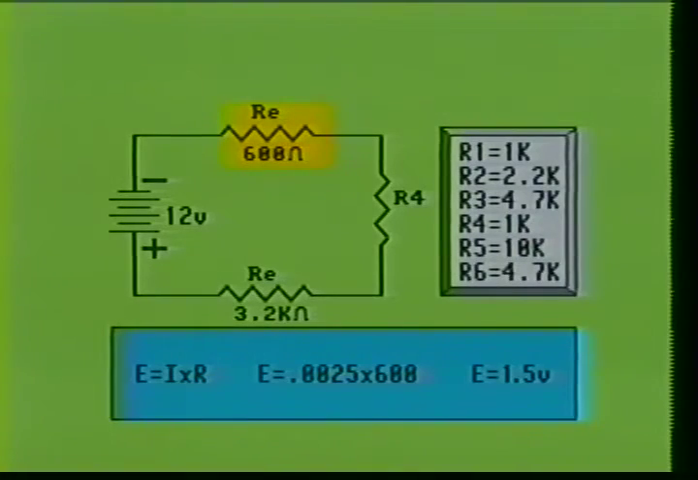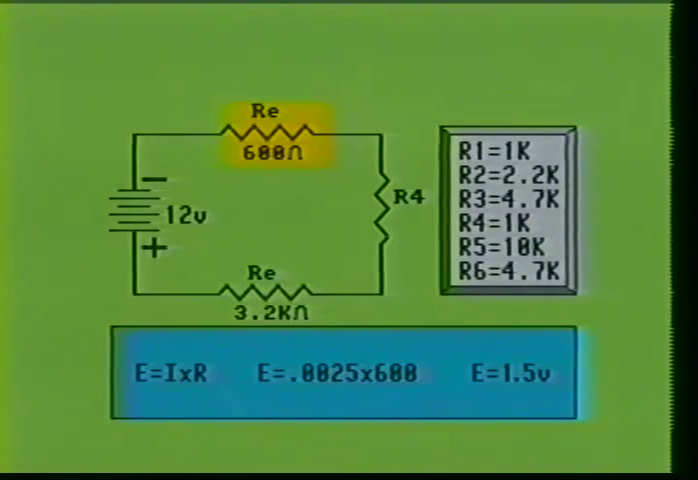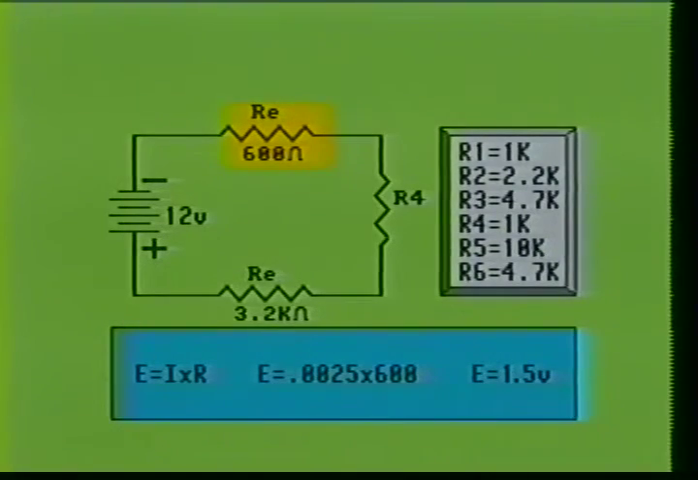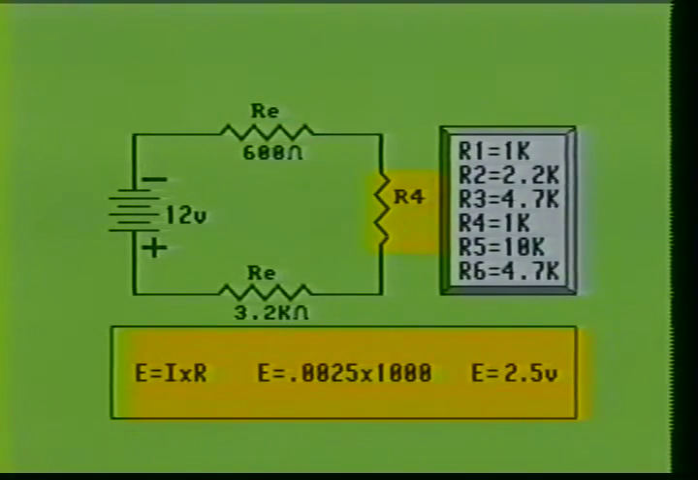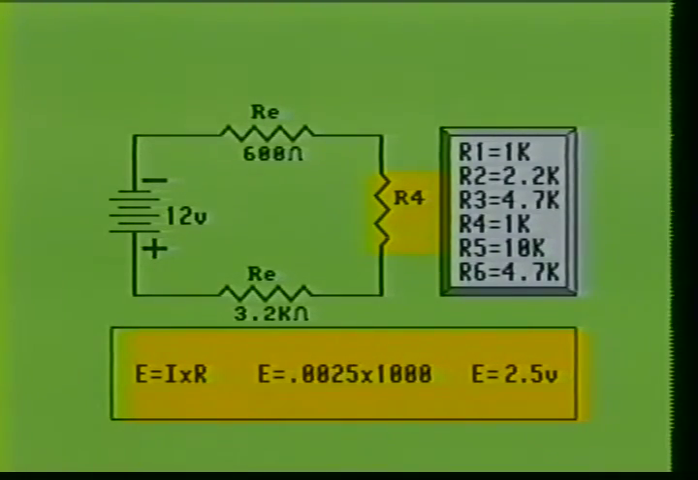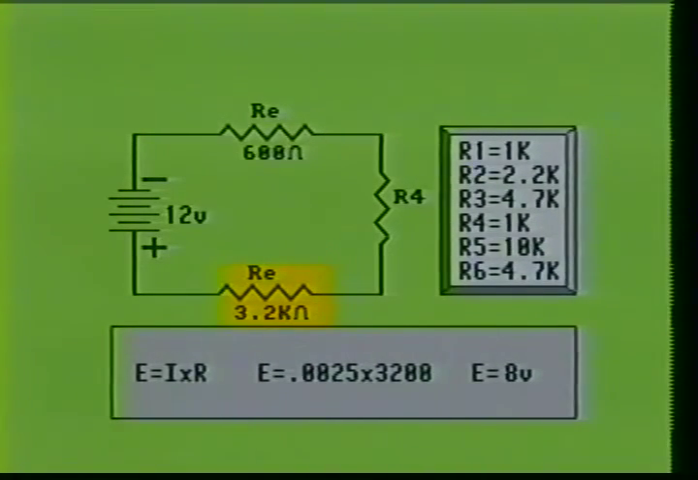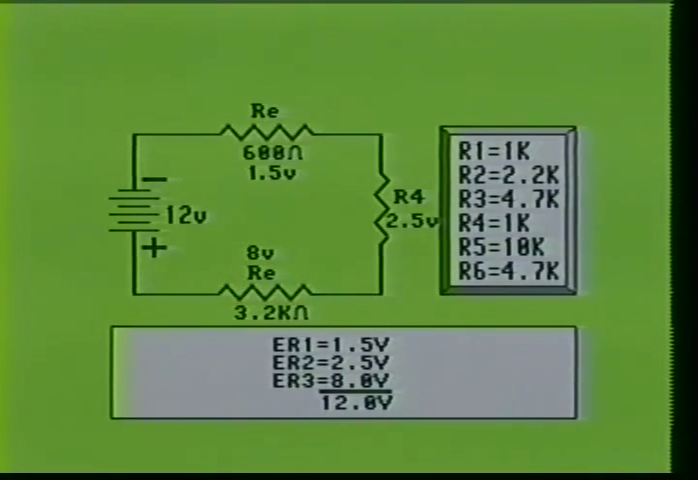To accomplish this, we will use Ohm's law formula E equals I times R. When we multiply 0.0025 times the equivalent resistance of the R1, R2, R3 combination, it shows we have a 1.5 volt drop across the parallel network. When we multiply 0.0025 times the value of R4, we see that we have 2.5 volts across this resistor. And when we multiply the current times the equivalent resistance of the R5, R6 combination, we see that it has an 8 volt drop across this parallel branch. When we total the three voltage drops, we see the sum is equal to the power source voltage of the circuit.